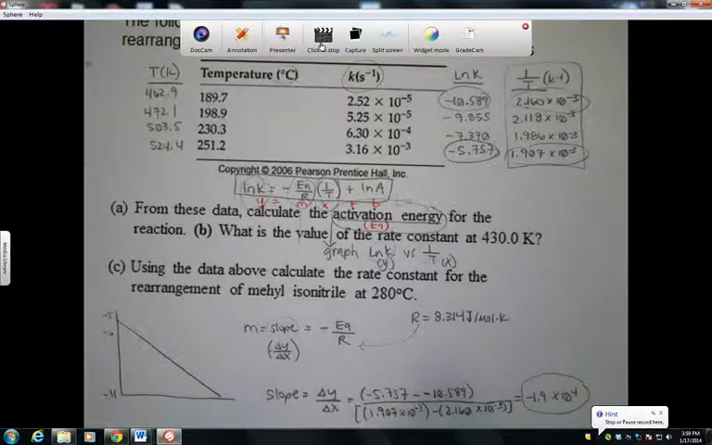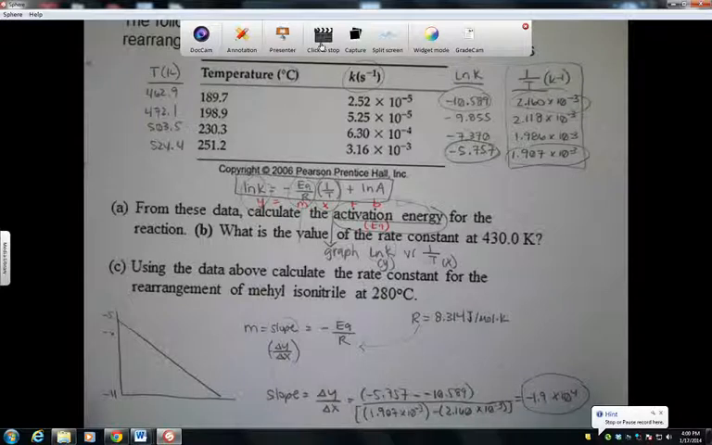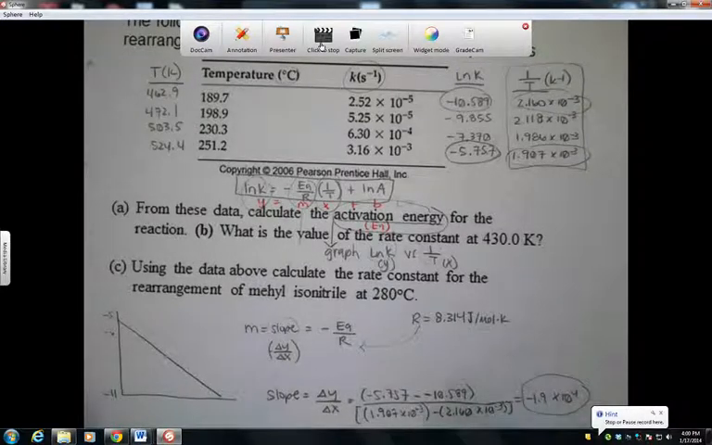So solving for EA, you're going to have negative 1.9 times 10 to the 4th. You're going to multiply that by negative, because I carried that negative sign with this, so I can get rid of the negative, because your activation energy can't be negative. It has to be a positive number. So just remember that it can't be negative. And when you solve for activation energy, you're going to get a pretty big number. I got 1.6 times 10 to the 5th joules per mole.